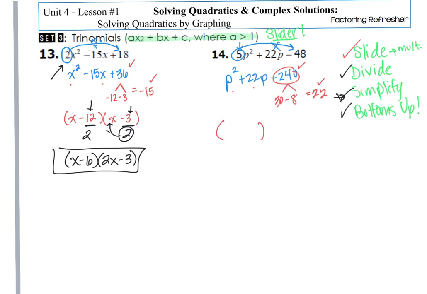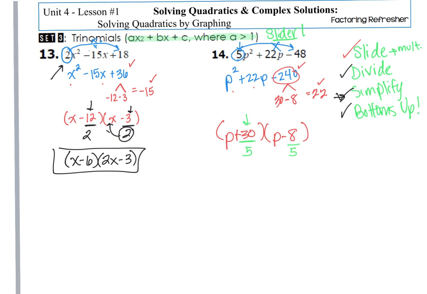So in the parentheses, we'll drop down these two factors. We're going to have p plus 30 and p minus 8. Okay, so that we had just done the slide and the factoring. Now we have to undo the slide by dividing by the number we slid. We're dividing each of these factors by 5. And now we have to simplify each of these factors.